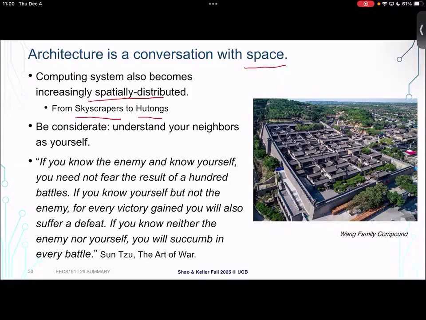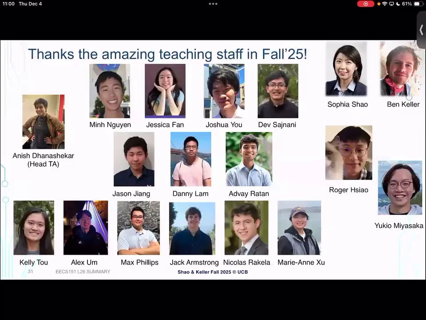Think about how computation is actually mapped onto different components. So when you design your hardware, be considerate. Understand your neighbors and also understand yourself. Your piece of hardware will likely not be the only hardware in the compute ecosystem. It will be one of them, and they need to be interacted and connected together. So know your enemy and know yourself. That's the secret to success. That's the thought I want to leave you about architecture.